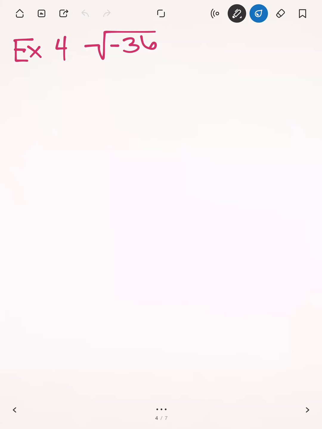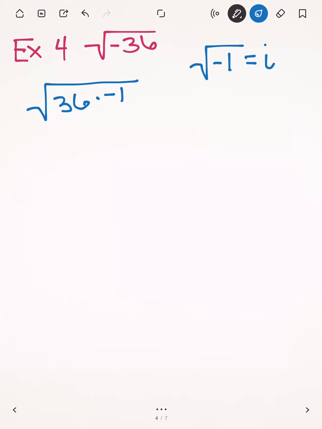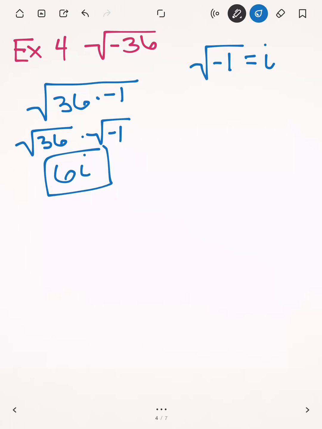Okay, now notice we have negatives under the radical. One thing we need to know is when we take the square root of a negative 1, we get the letter i for imaginary numbers. So how I do this is I break it down to my number times a negative 1. 36 is a perfect square, so I can split it up like this. The square root of 36 times the square root of negative 1. The square root of 36 is 6. The square root of negative 1 is i. And that is my simplified radical.